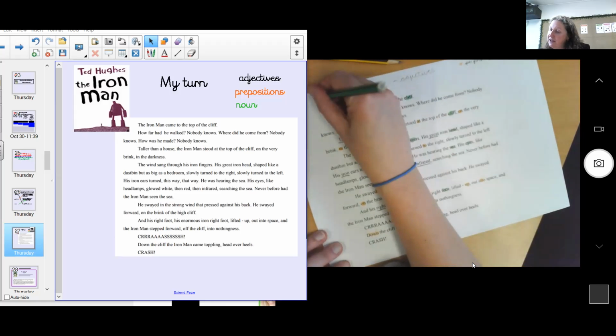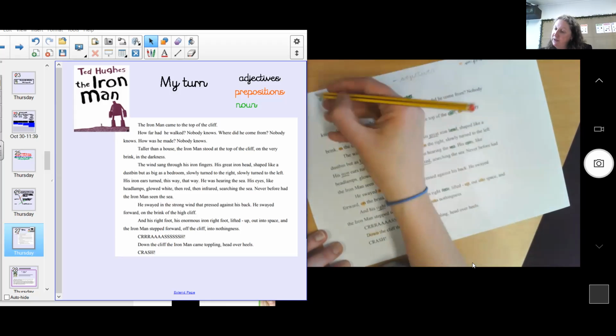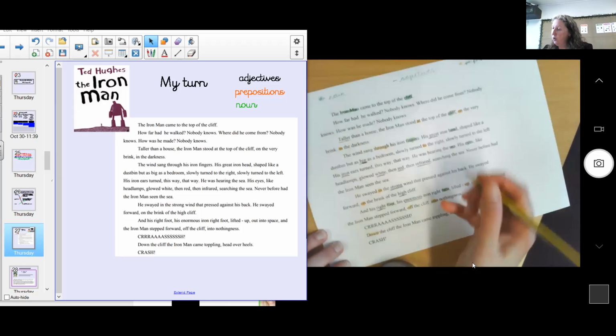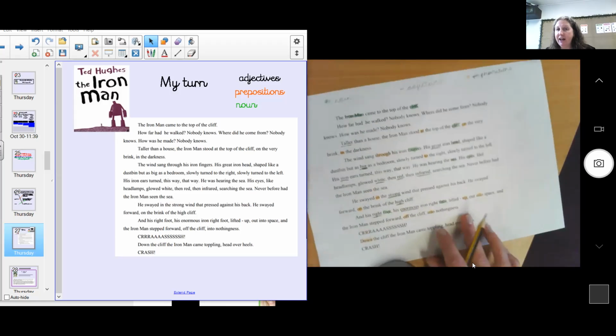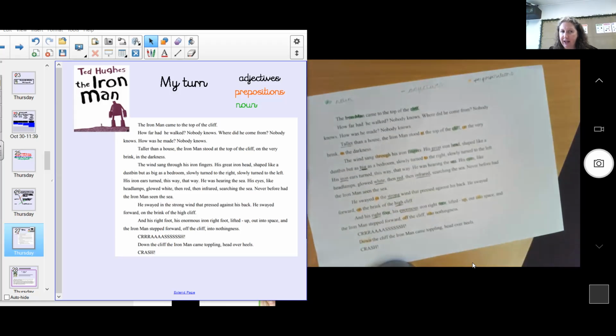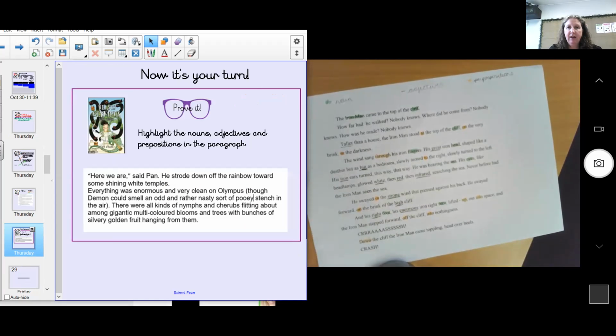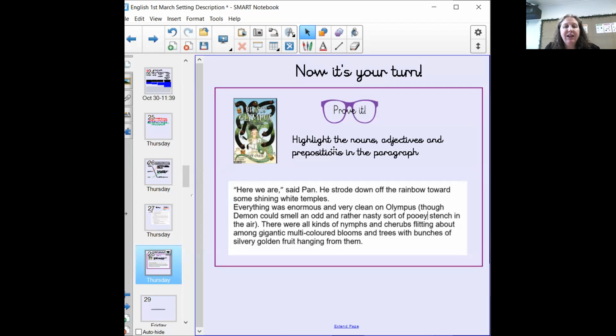Okay, so I have added some nouns and I've remembered that they are person, place, or a thing. I have modelled that on here. What I would like you to do now is you are going to prove it. You are going to prove that you know what a noun is, what an adjective is, and what a preposition is.